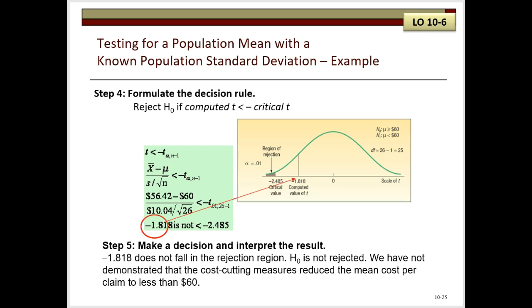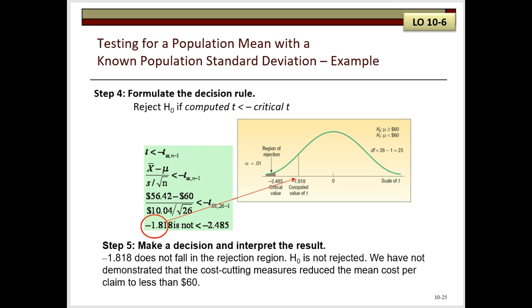On the previous slide, we determined the critical statistic to be negative 2.485. The next step is to compute the t statistic using the formula sample mean minus the population mean. We then divide this difference by the standard error of the mean. The resulting computed statistic is negative 1.81. We locate this value on the distribution and find where it lies with respect to the critical value. The computed statistic lies within the fail to reject the null hypothesis region. Therefore, we can't reject the null hypothesis at the 0.01 significance level.